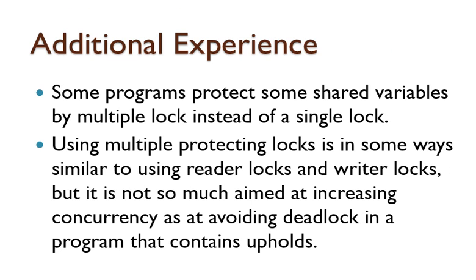And next, let's look at the additional experience here. One discipline that avoids deadlock is to choose a partial order among all locks and program each thread so that whenever it is necessary to acquire multiple locks, they are acquired in ascending order. But some programs protect some shared variables by multi-locks instead of a single lock. Using multiple protecting locks is in some ways similar to using reader locks and writer locks. But it's not so much aimed at increasing concurrency as at avoiding deadlock in a program that contains sub-holds.